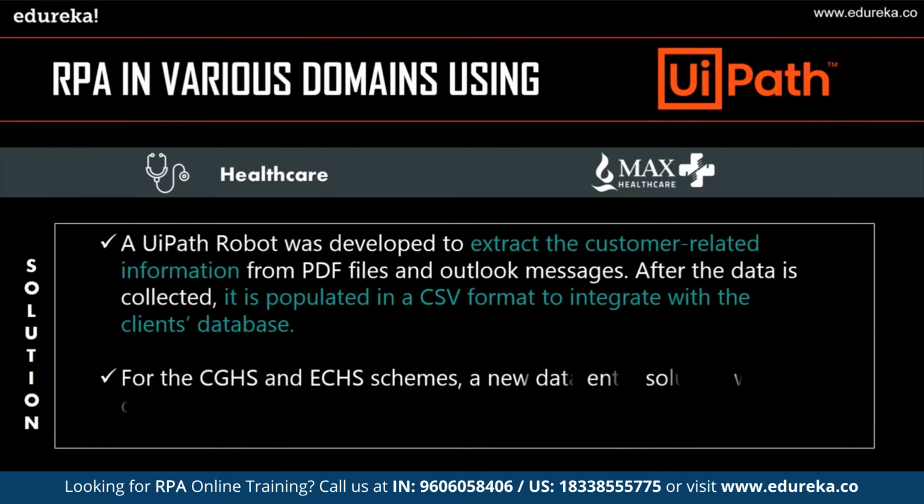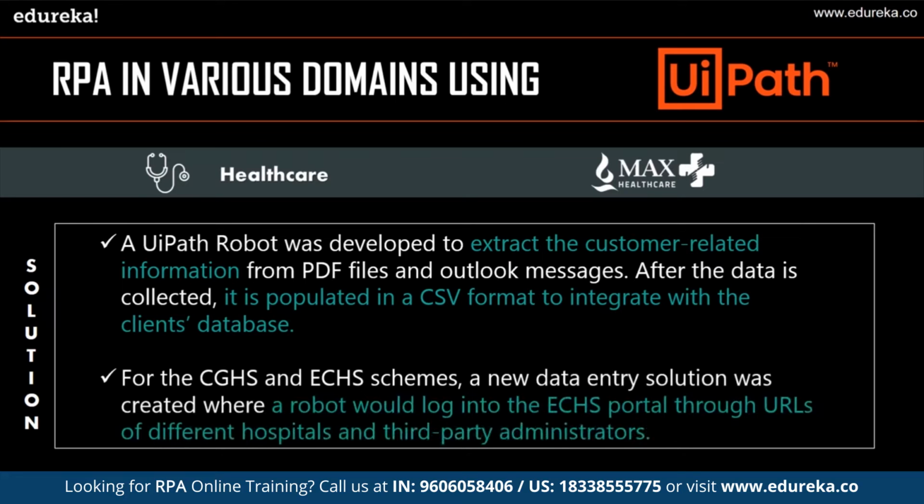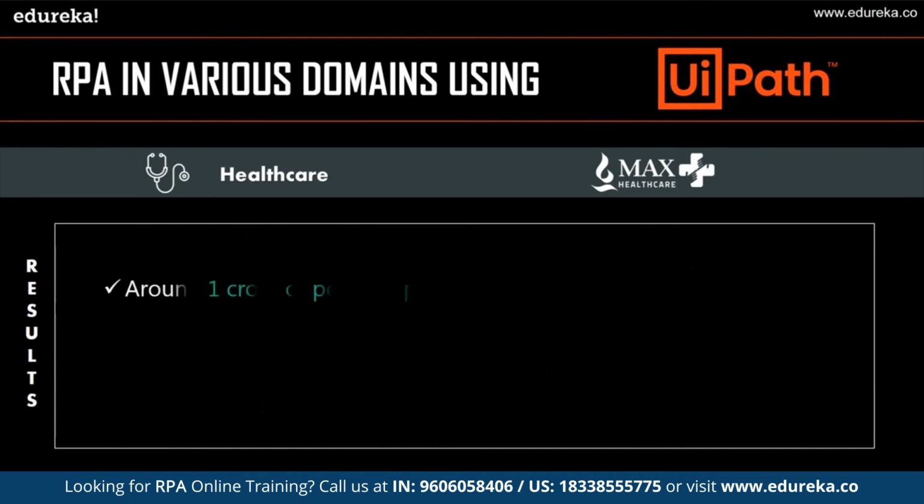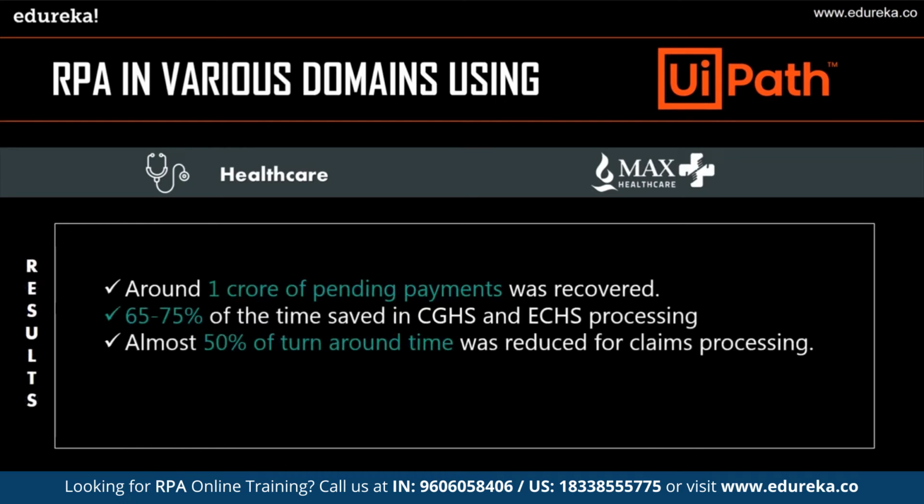So basically, they designed a robot to extract the customer-related information. And then once the data was collected, it was put in a CSV format to integrate with the client's database. And automatically, a robot was created which would log into the portal through different URLs of different hospitals and would be able to read the patient transaction records and validate the status of entries. So the result of Max Healthcare using UiPath was that around 1 crore of pending payments were recovered.